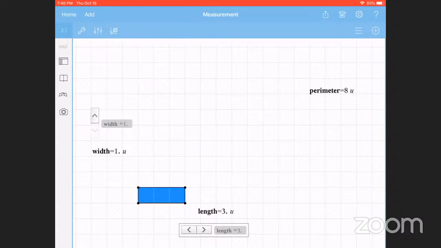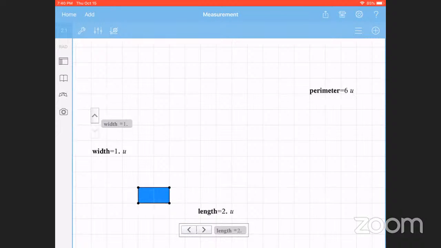It was 4, then 6, now 8. There's a pattern. Now it's 10. Good. What are you seeing? What is the pattern? The pattern, each time that you expand the length, it doesn't just change. As you change the length by 1, it's changing the perimeter by 2.